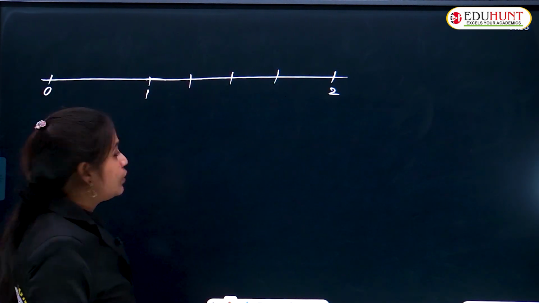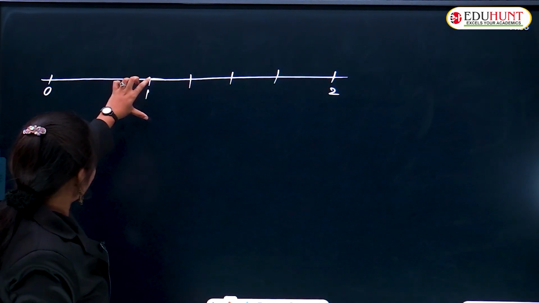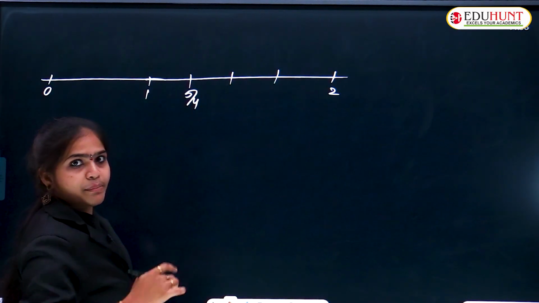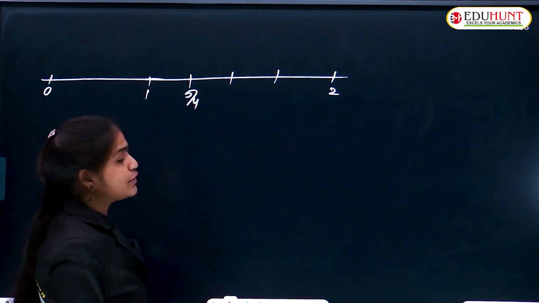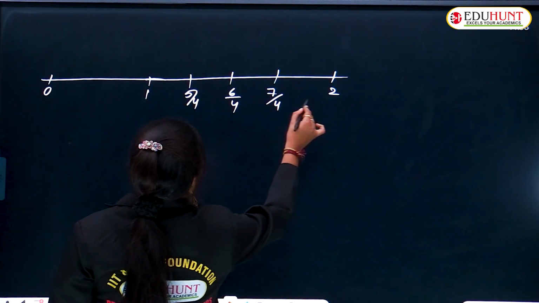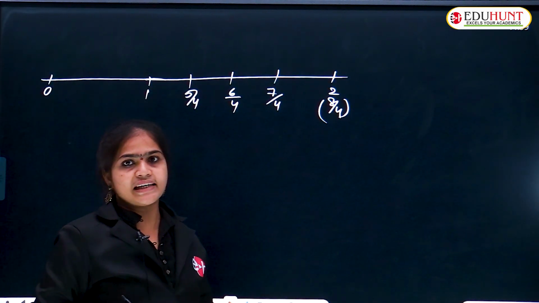Or else see that, 0 to 1, 1 to 2. This is 1 by 4, 2 by 4, 3 by 4, 4 by 4. Sorry, this is 4 by 4, no? And this is 5 by 4. Or else 1 and 1 by 4. Why? Because already from 1 onwards we are taking. So 1 and 1 by 4 also you can choose. Next is 6 by 4, 7 by 4, 8 by 4. 8 by 4 after cancellation you will again get 2.